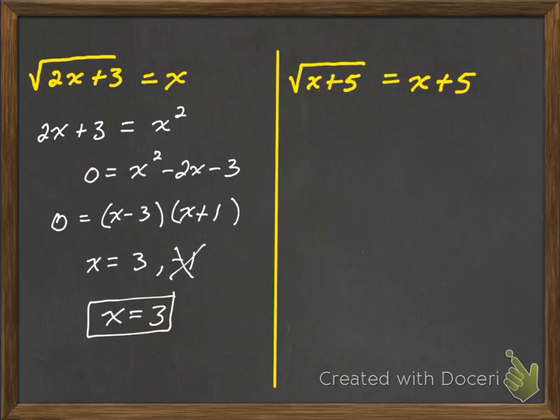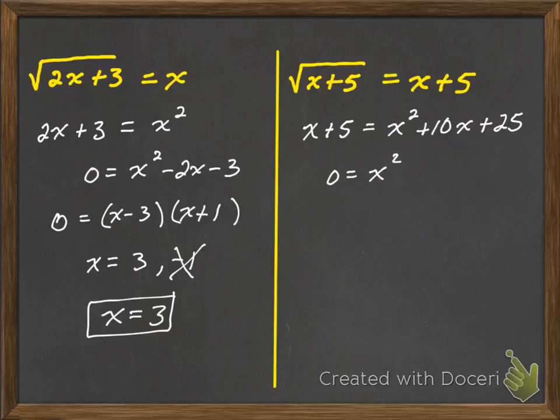All right, next problem, squaring both sides of our equation will give us x plus 5 equals x squared plus 10x plus 25. Setting it equal to 0, we're going to subtract x and subtract 5.